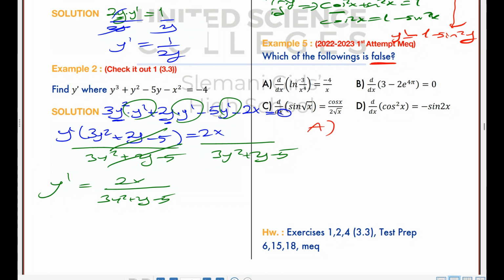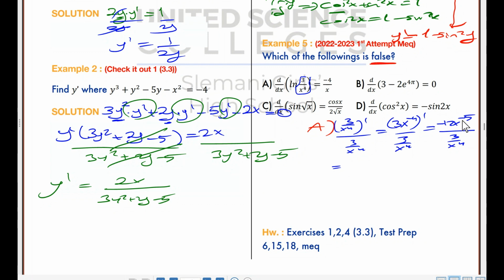Option A. Take derivative. Derivative of ln, derivative of the angle, 3 over x squared, divided by the angle. Remember, if the variable is in denominator, we can move it to numerator to use power rule, so we can rewrite this function as 3 times x to the minus 4. So take derivative of this. Negative 4 in front, so negative 12 x to the negative 5, reduce the power by 1, over 3 over x to the 4.